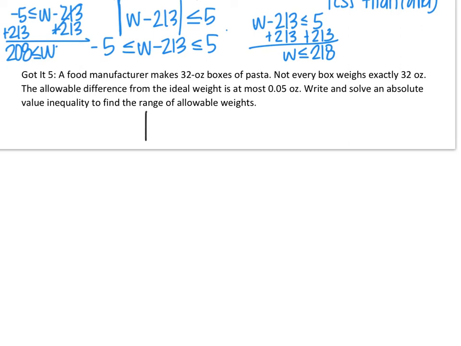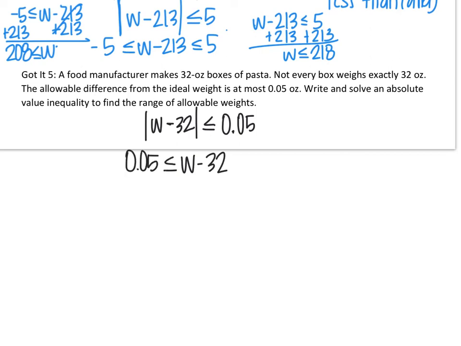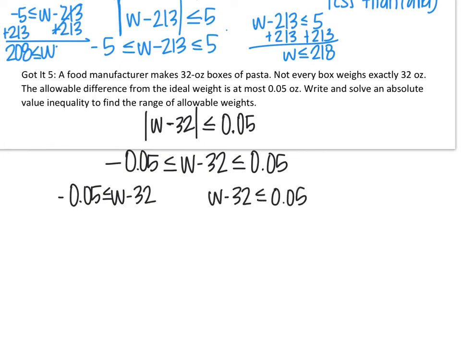So absolute value of the weight that I actually weigh minus 32 has to be less than or equal to 0.05. So that means that W minus 32 is going to be between negative 0.05 and positive 0.05. So then we solve it. Negative 0.05 less than or equal to W minus 32, and W minus 32 less than or equal to 0.05.